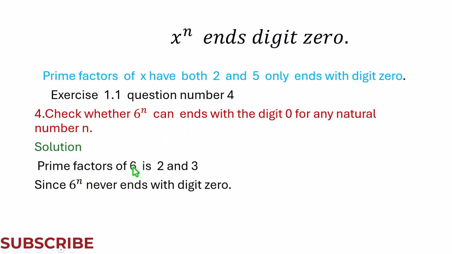Solution: the prime factors of 6 are 2 and 3 only. If 2 and 5 are both there, then only it ends with the digit 0. But here the prime factors are 2 and 3 only. So 6 raised to n never ends with the digit 0. If the prime factors of the base are 2 and 5, it ends with the digit 0; here they are 2 and 3 only, so 6 raised to n never ends with the digit 0. That's the end of part 2.